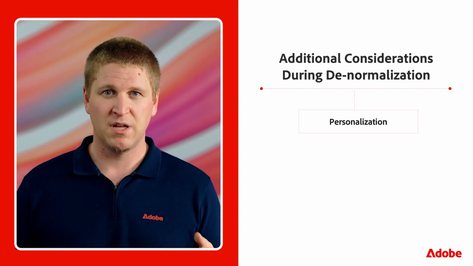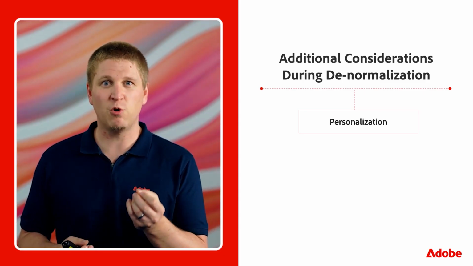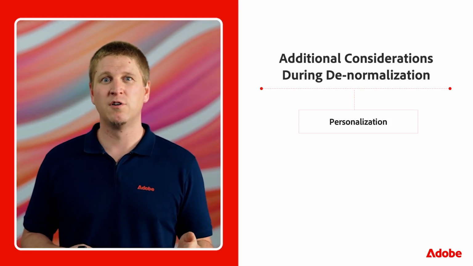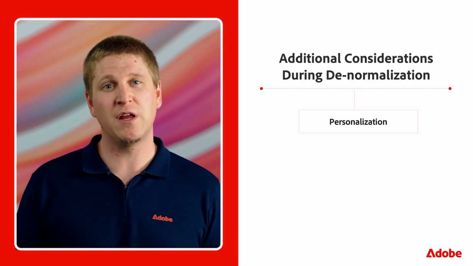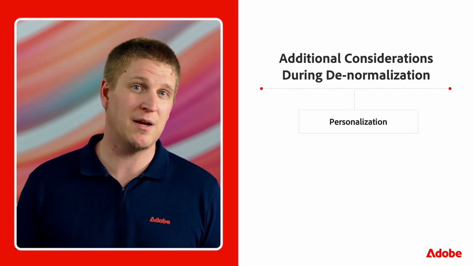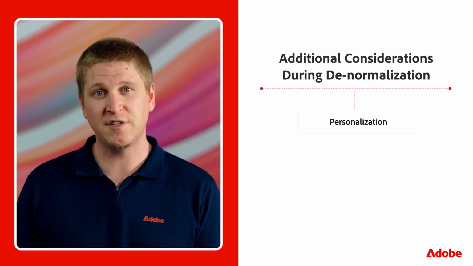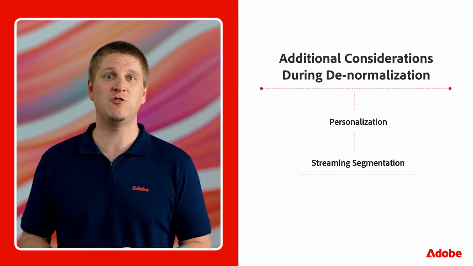The first one is personalization. Remember, at time of personalization, only the traits and segment memberships of a profile are accessible for personalizing the content. Now, there are some exceptions to this rule if you're looking at products like Adobe Journey Optimizer. But in context of Adobe Real-Time CDP, I only have access to the traits and the segment memberships of that person. The second thing you need to think about is streaming segmentation.